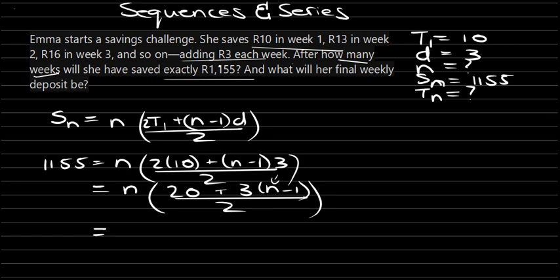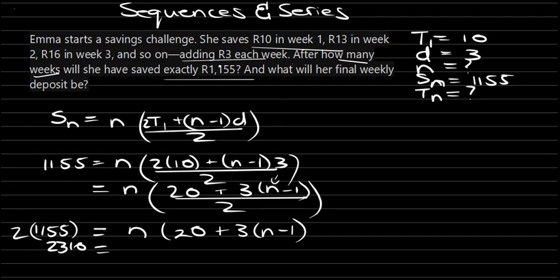If we multiply 1155 by 2, let me just get my calculator because I don't want to get this wrong. 1155 times 2, that is 2310. I'm going to write this here: 2310 equals n times 20 plus 3 times n minus 1. Okay, so that is what we're left with right now.